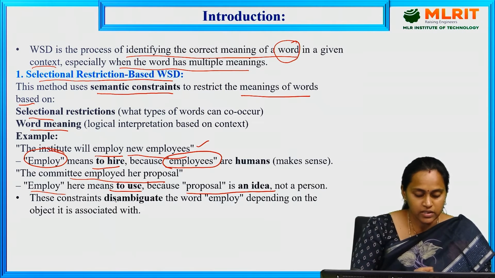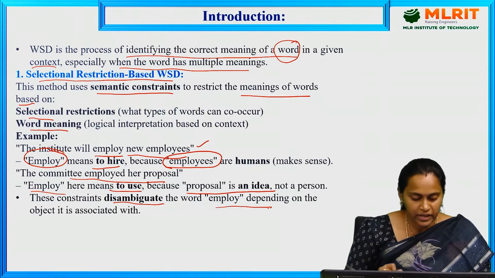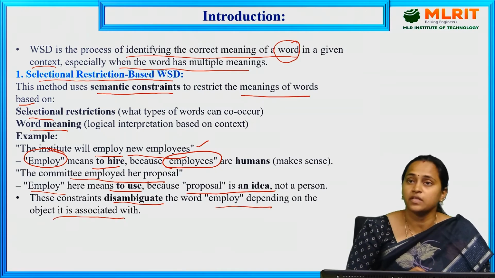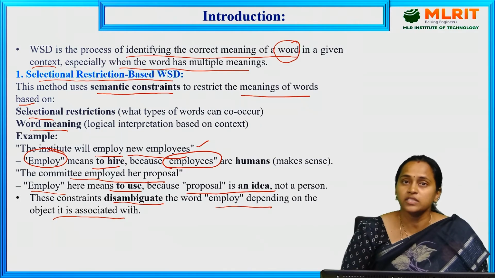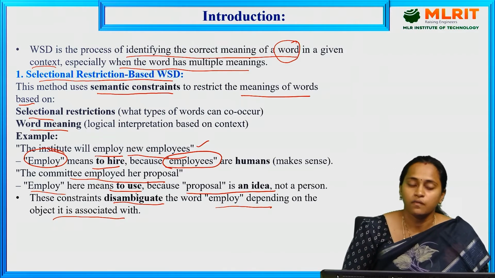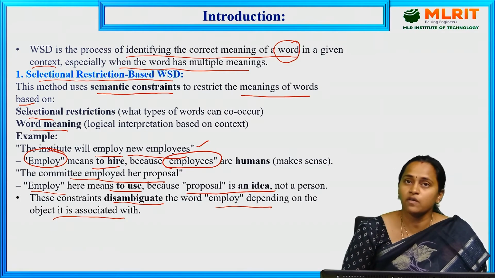These constraints disambiguate the word depending on the object it is associated with. That means we have to disambiguate based on the surroundings of the word. This is the meaning of selection restriction in word sense disambiguation.